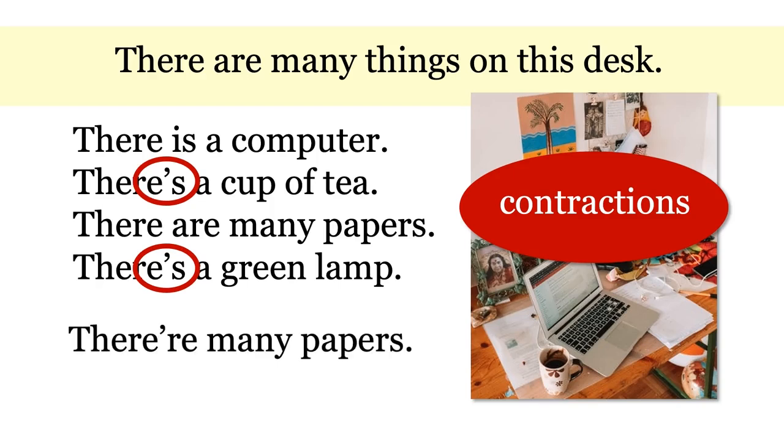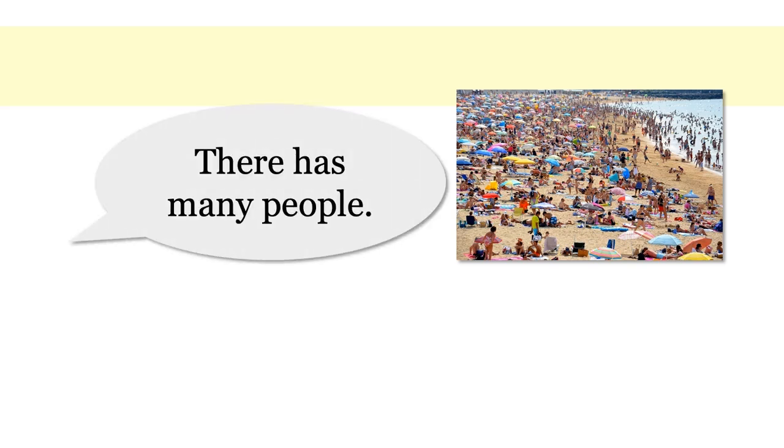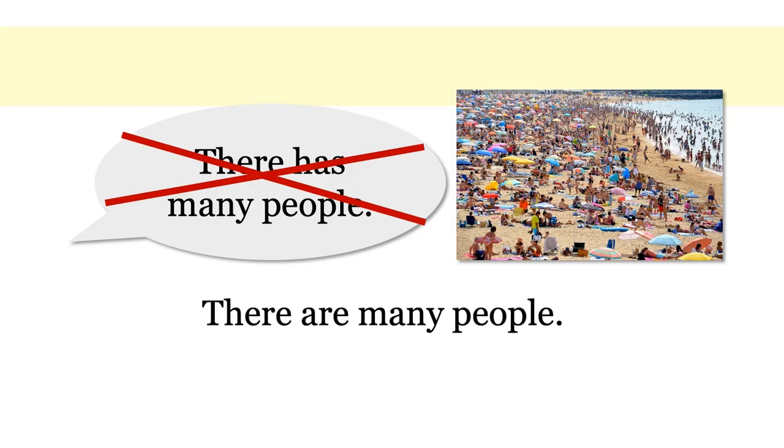There are many papers. You might hear this when people speak, but there are is not a contraction, so do not write it. Let's look at some other possible mistakes. This beach is crowded. You may want to say, there has many people, but this is not correct. We need to use the be verb, not have. There are many people. We use there are.